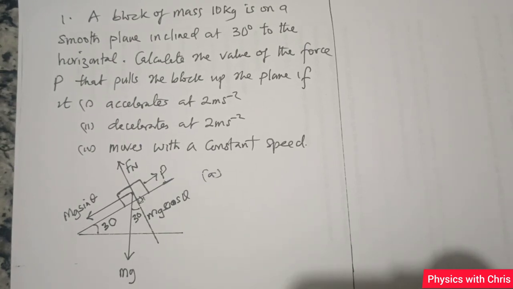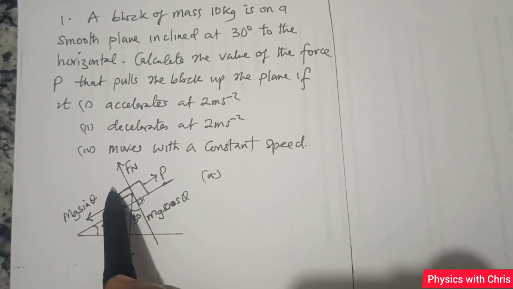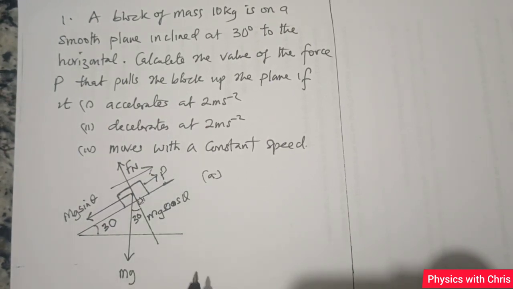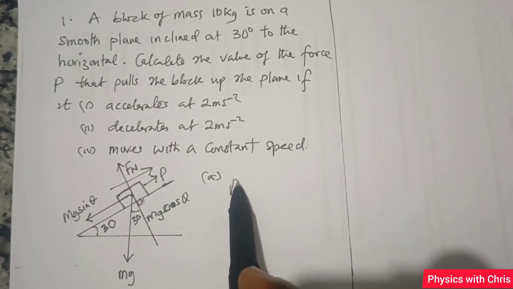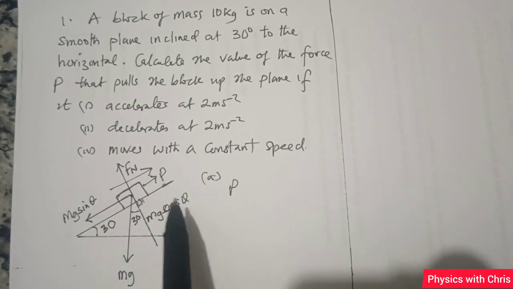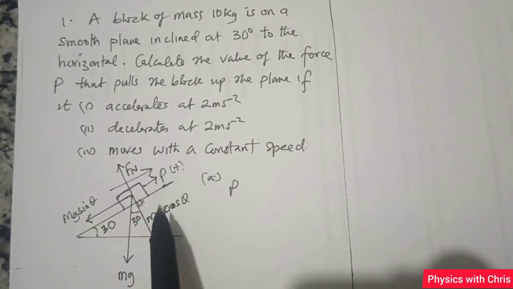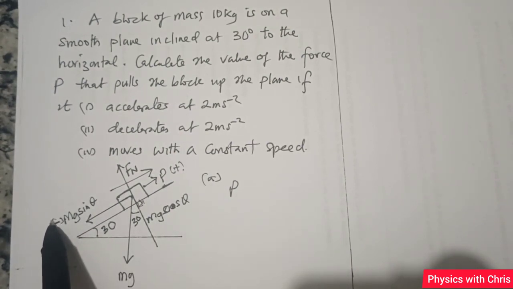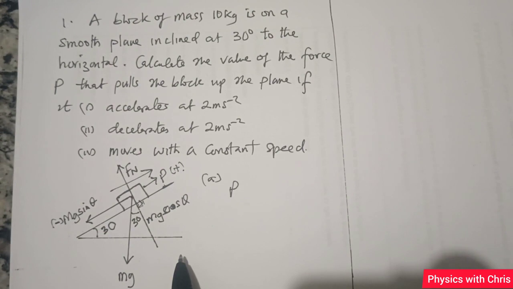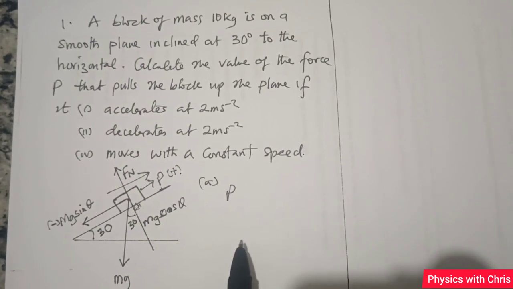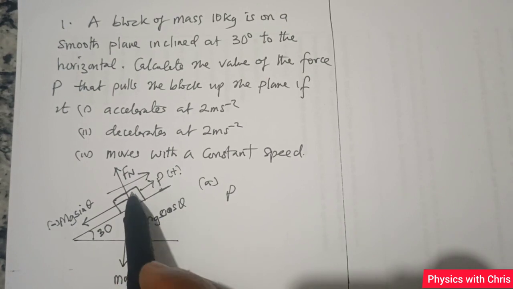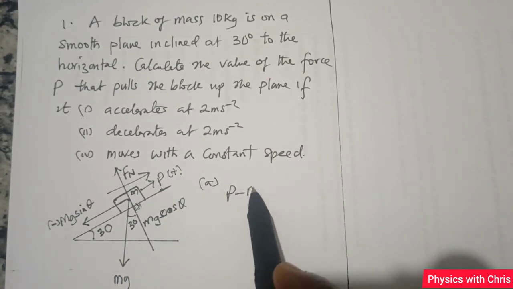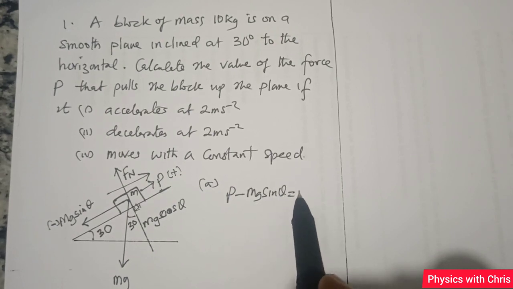The block accelerates at 2 meters per second squared. This is the direction of motion because this force P pulls this block up the plane. And in that case, the resultant force on this block is positive because it's acting along the positive x-axis. mg sin theta is acting along the negative x-axis. And also recall that this is a very smooth plane. It means that the effect of frictional forces is negligible, ignored. So the resultant force on the mass m is P minus mg sin theta, which equals ma.